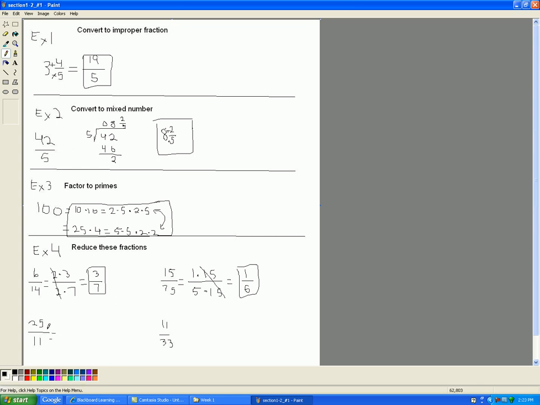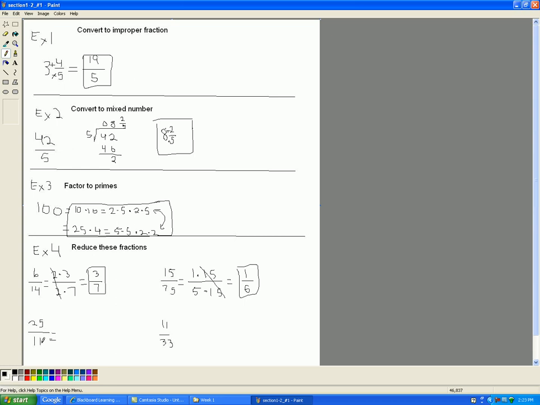The next one we see, we have 25/11. This is an improper fraction. To reduce it, we're looking again for common factors. What are things that multiply together to give us 25? We of course have 5 times 5 and 25 times 1. What are things that multiply together to give us 11? Well, the only factors that give us 11 are 1 times 11, since 11 is a prime number.